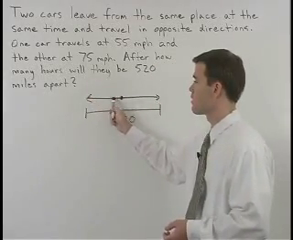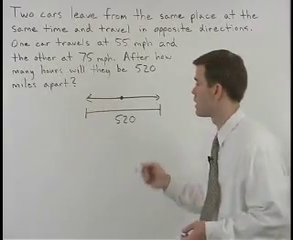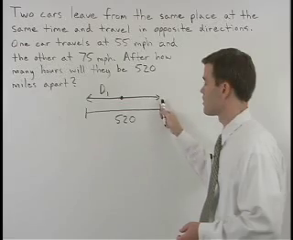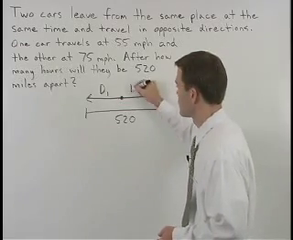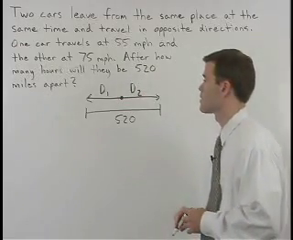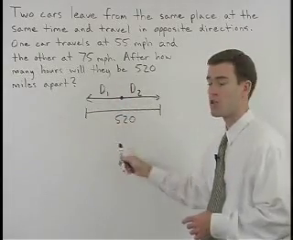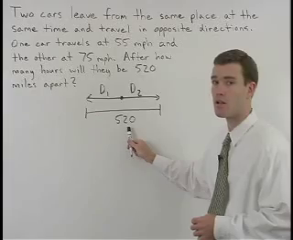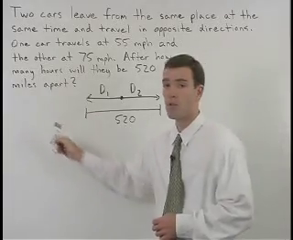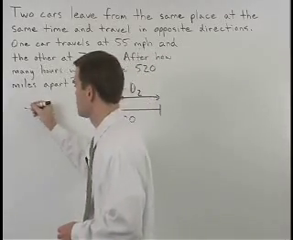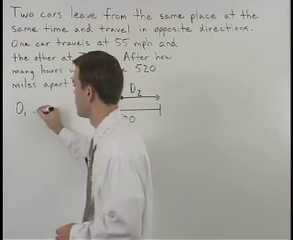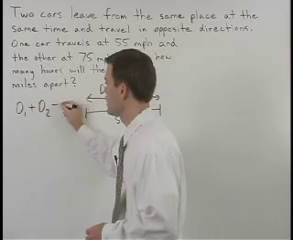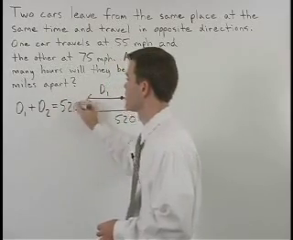If we use this arrow going to the left to represent the distance the first car travels, and the arrow going to the right to represent the distance the second car travels, then you can see from the picture that the two distances will add to 520 miles. So setting up a little equation, we have the distance the first car travels, or d1, plus the distance the second car travels, or d2, equals 520.